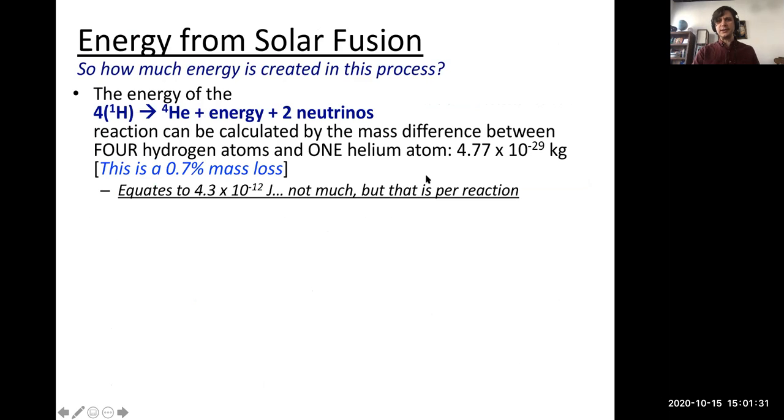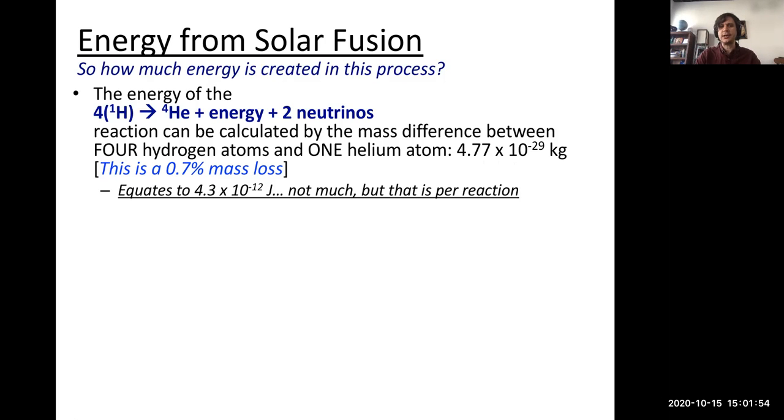All we need to do is figure out how much mass is lost. So we could look at the mass of the four hydrogens and compare it to the mass of the one helium. And we would see that there's a difference in the mass. The helium has less mass. How much less mass? 4.77 times 10 to the minus 29th kilograms. That's a tiny, tiny mass difference.